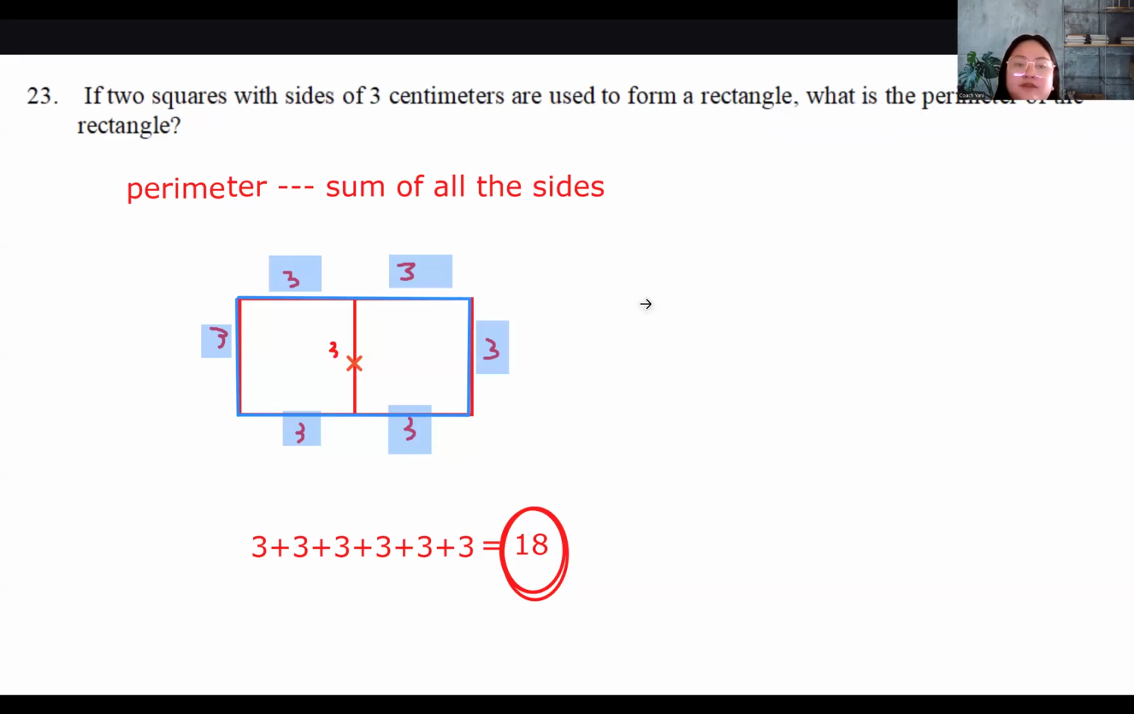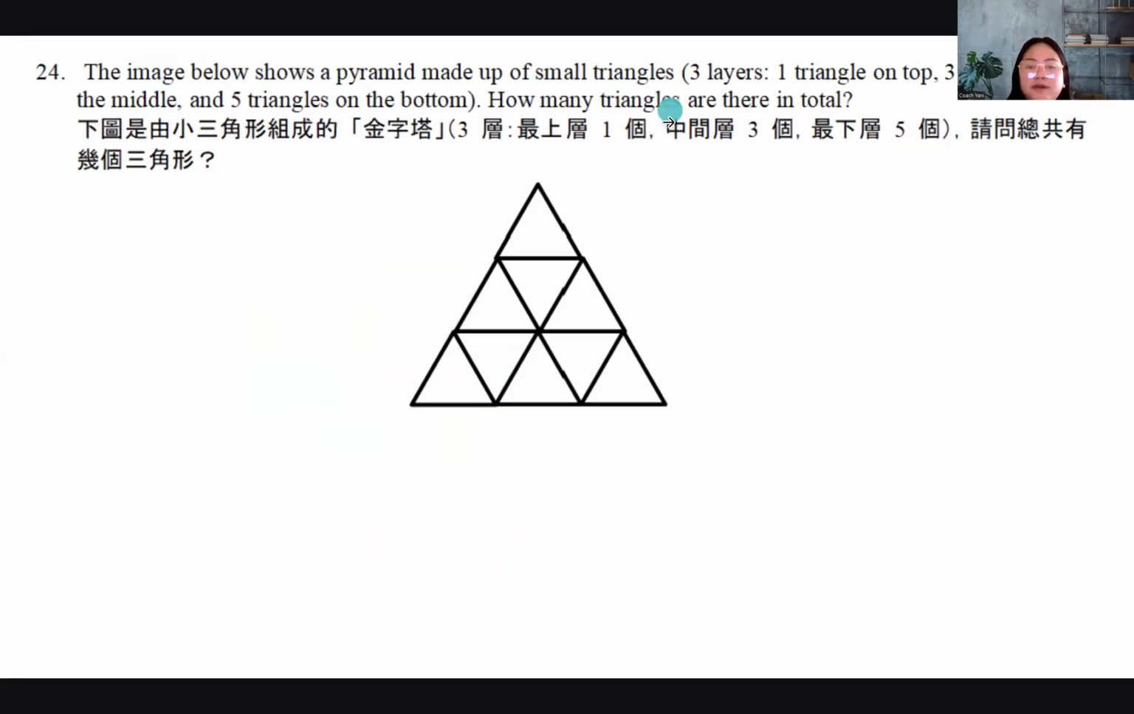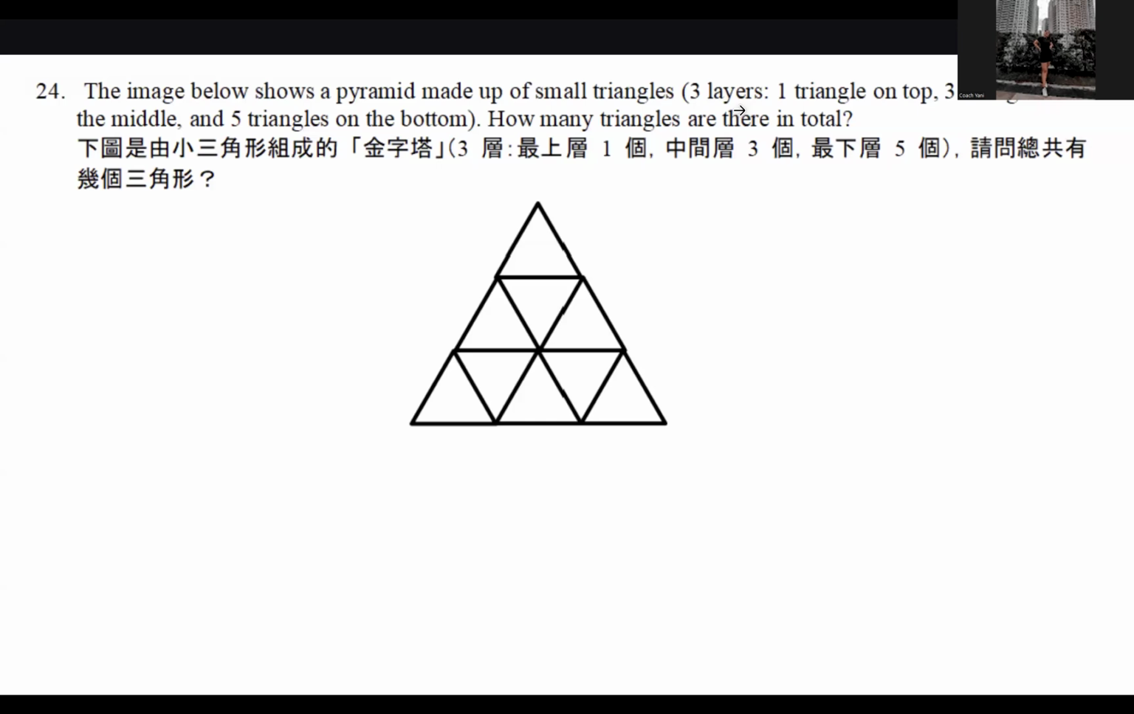Let's do number 24. The image below shows a pyramid made up of triangles. How many triangles are there in total? So how would we count this? Let's count the individual ones first. 1, 2, 3, 4, 5, 6, 7, 8, and 9. So you have 9 so far, but that is not all the triangles.